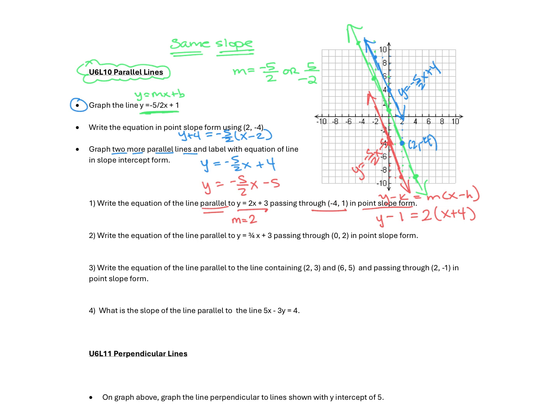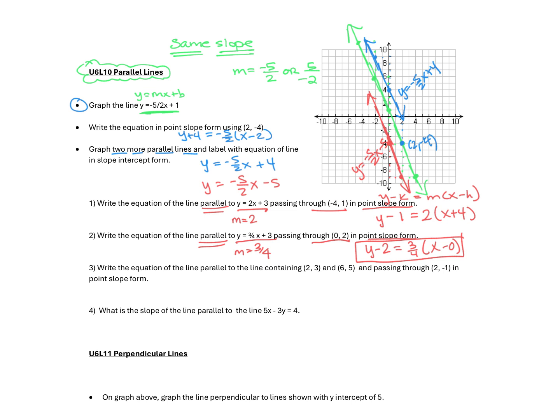Let's take a look at the next one. Parallel to this, so I know my slope is 3/4, passing through this point in point slope form. Okay, so y minus my y, minus 2, equals my slope times x minus 0. And can I drop that? If I want to drop that and just say 3/4 x, I totally could, you guys. Minus 0 is the same thing as just x.